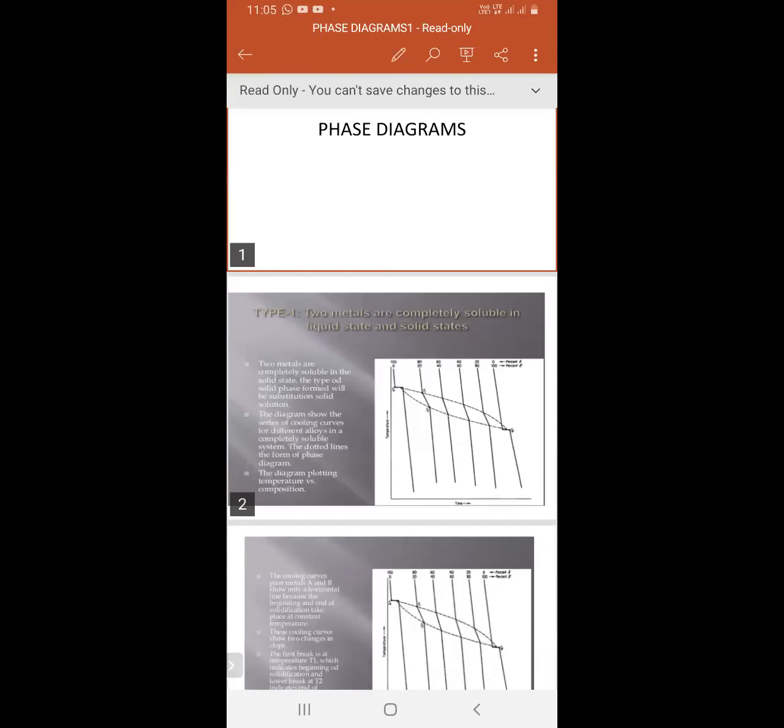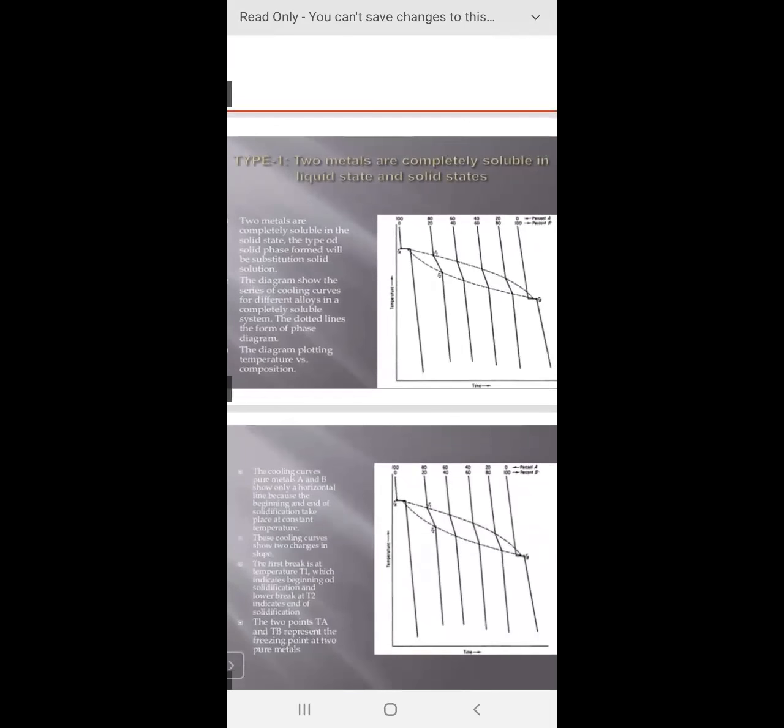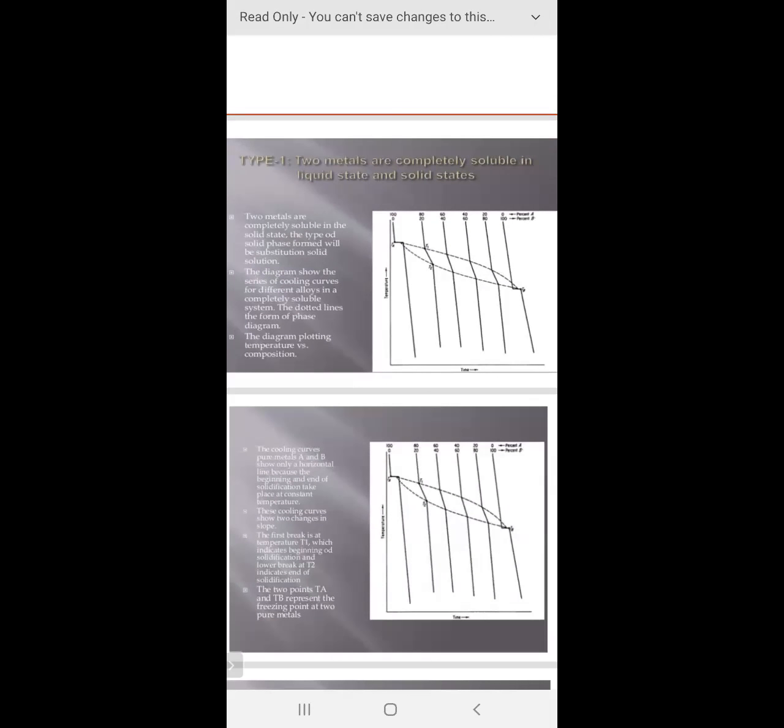Let us discuss how to draw the phase diagram. Phase diagrams can be drawn using cooling curves. All of you know cooling curves; last class we discussed cooling curves of pure metals and cooling curves of alloys. If you want to draw the phase diagram, we have to take two metals. Isomorphous means two metals are completely soluble in liquid state and solid state.